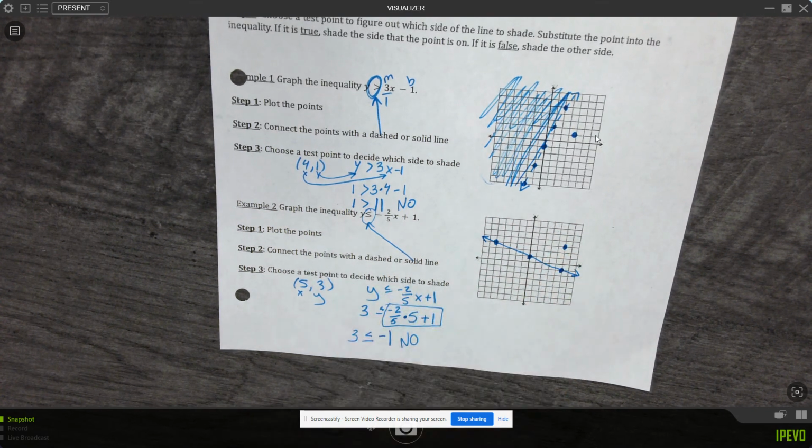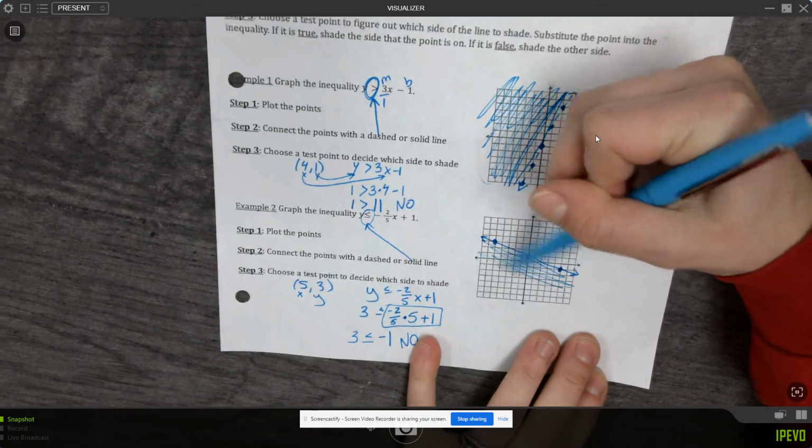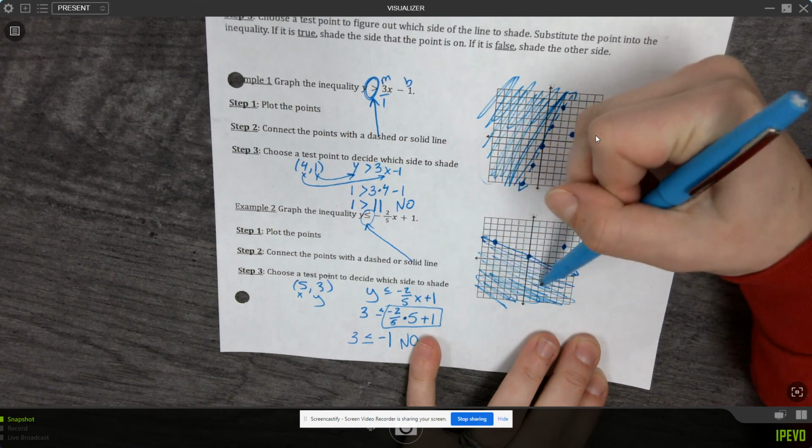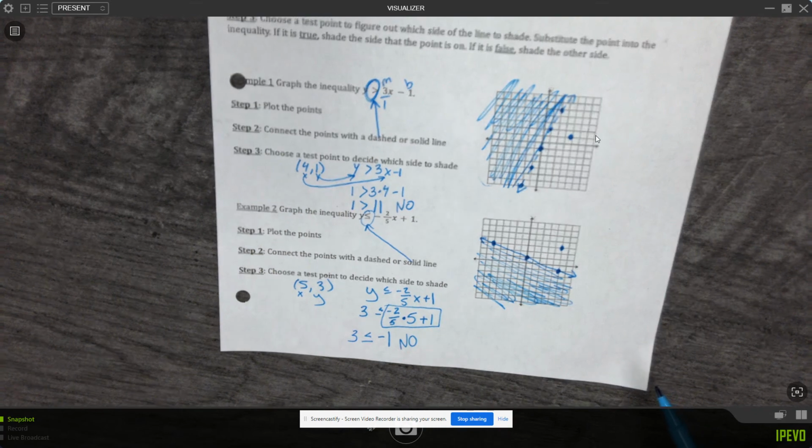So is this point a solution? No. So should we shade it? No. So you're going to shade the other side of your line, which is kind of everything below. So everything up here is not a solution.